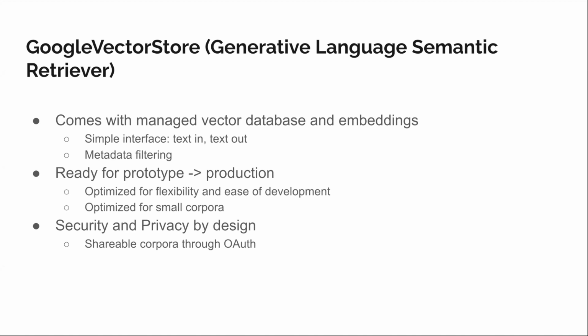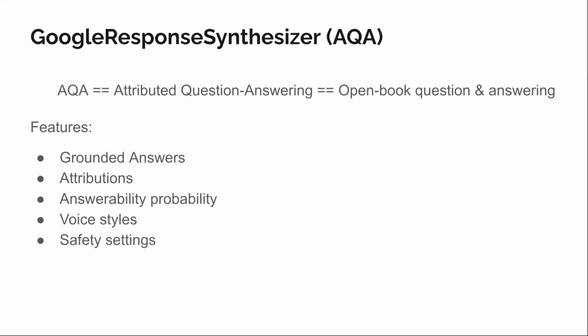To repeat, this is the use case for the first 2 steps. The next step in the RAG pattern is the response synthesis. For that, we launched last week the AQA model. AQA refers to attributed question answering, which you may know as the open book question answering use case. A few features we want to highlight with the AQA model are that it provides grounded answers, attributions, answerability probability, voice styles, as well as safety settings.